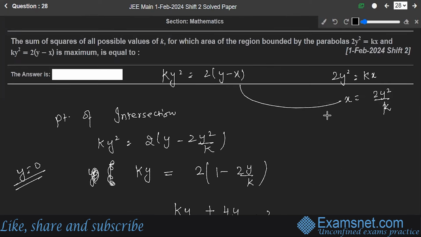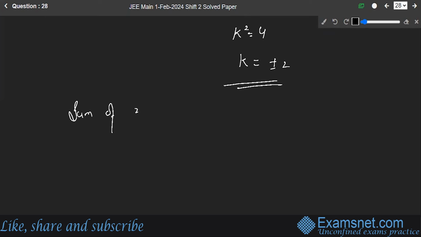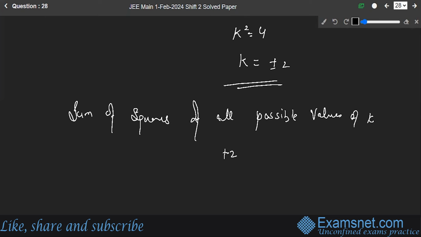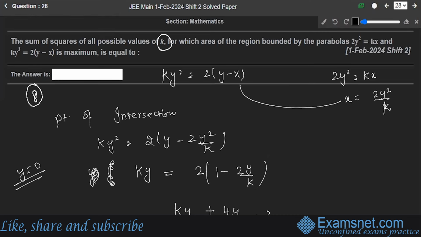And so the sum of squares of all possible values of k for which this is maximum. Okay, so you have to find the sum of squares of all possible values of k, which will be equal to plus 2 square plus minus 2 square, which is equal to 8. So this is the answer to the question, 8. Hope you're clear. Let's move to the next question.